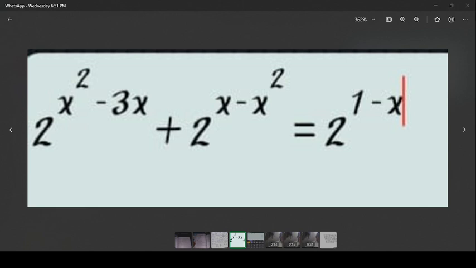So carefully extracting the question, it would be 2 raised to the power of x raised to the power of 2 minus 3x, plus 2 raised to the power of x minus x raised to the power of 2, all equal to 2 raised to the power of 1 minus x. With how we've seen this question, it is an exponential equation, and if care is not taken, you might be misguided or you might lose your steps.